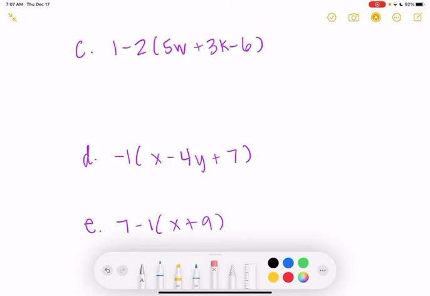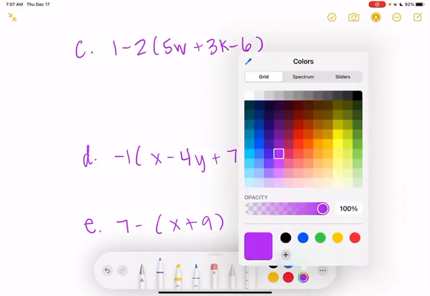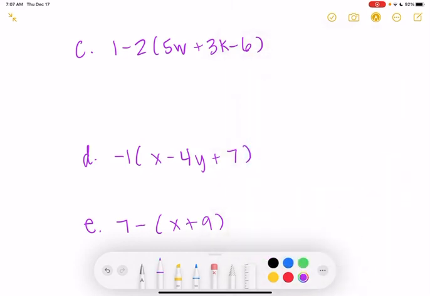Go ahead. I'm going to change this one just a teensy bit. Make that a little bit bigger. There we go. Now I like it. Go ahead and try C, D, and E. Hit pause. Come back when you're ready.